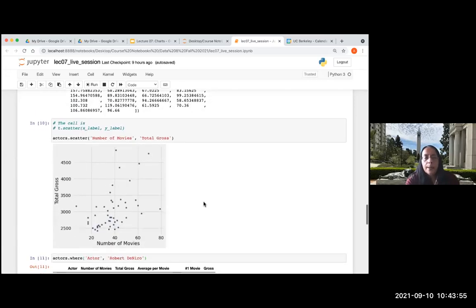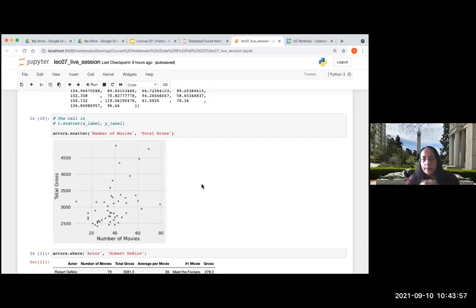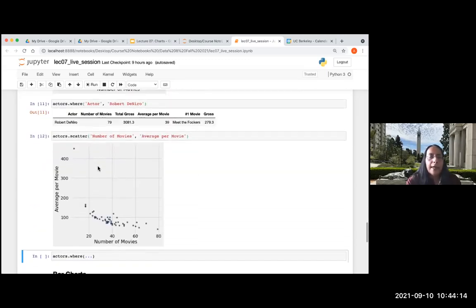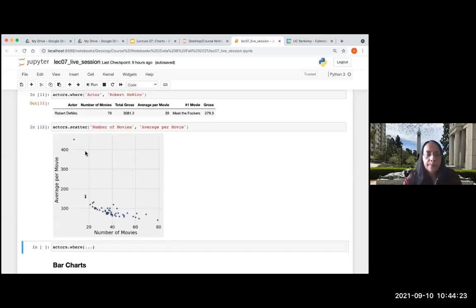All right, if we look up, this scatter diagram is moving upwards. So the larger number of movies is associated with a larger total gross. That is believable, and so you have a positive association there. Here you're seeing a negative association, but everybody surely is looking at who is this person? So we have to do a where, right?